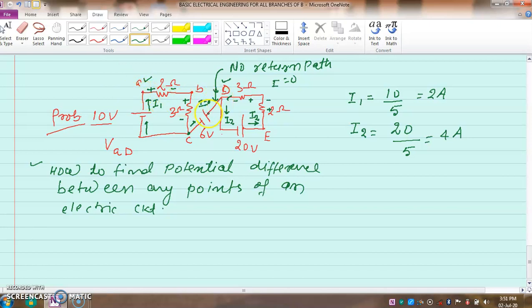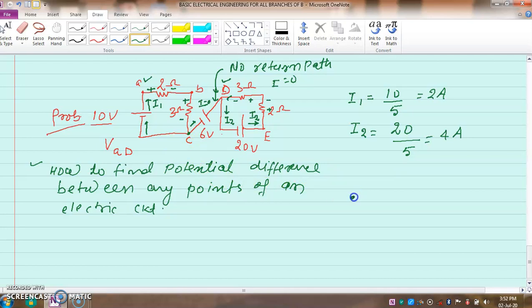Keep in mind again that there is a voltage source, but current is not flowing in this branch because of no return path. Now I am giving you one very simple idea how you can find the potential difference between any 2 points of any complicated network. You can find it very easily. So let us draw this.